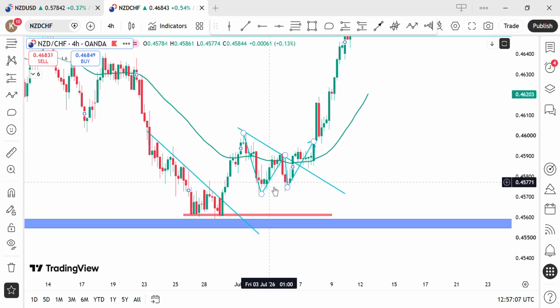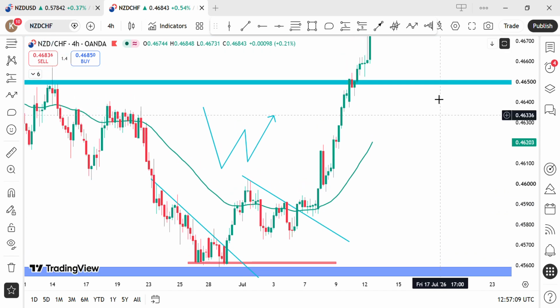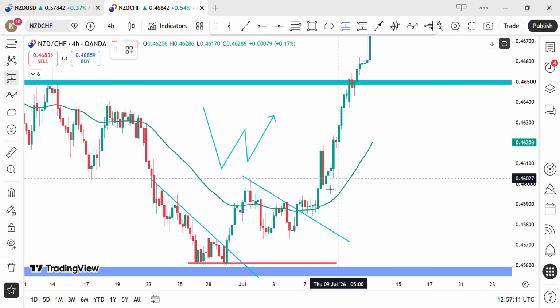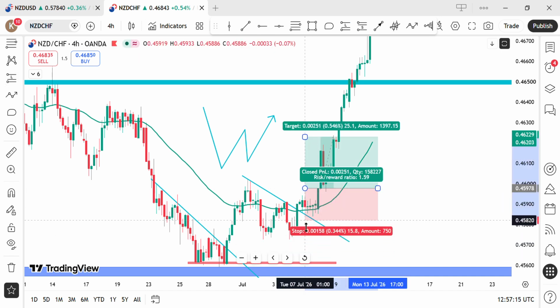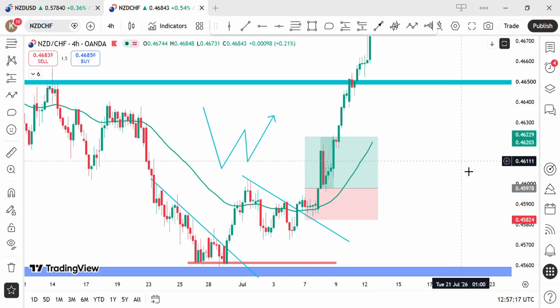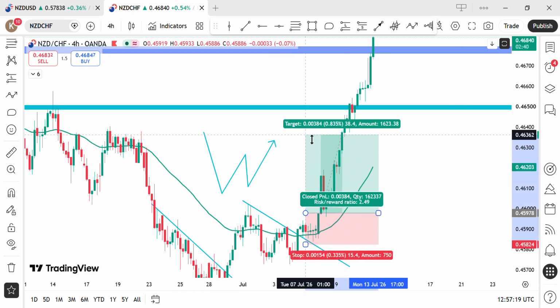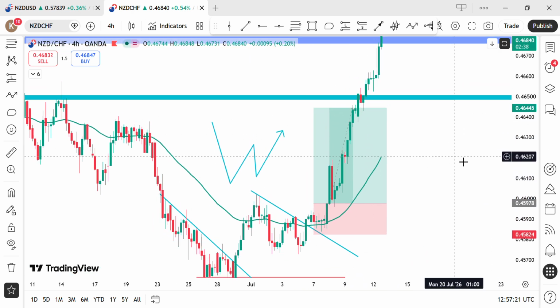So we could have entered another position over here, but we really don't want to stack too many trades on this setup, so we just stayed out. But you see the trade played out nicely.